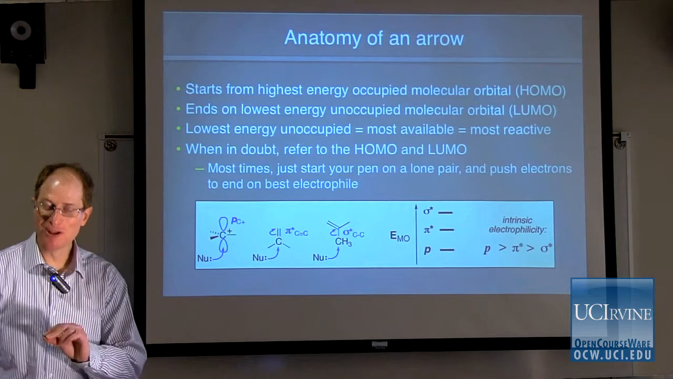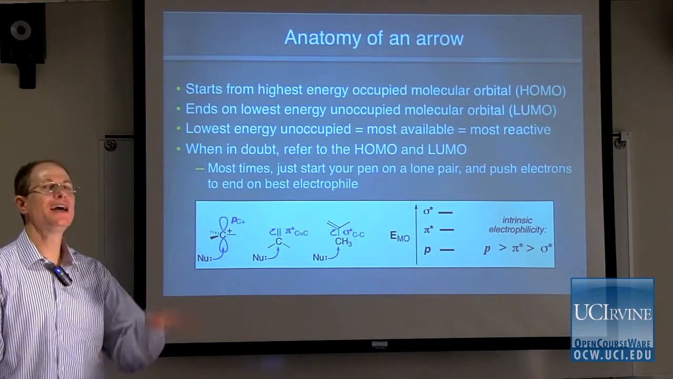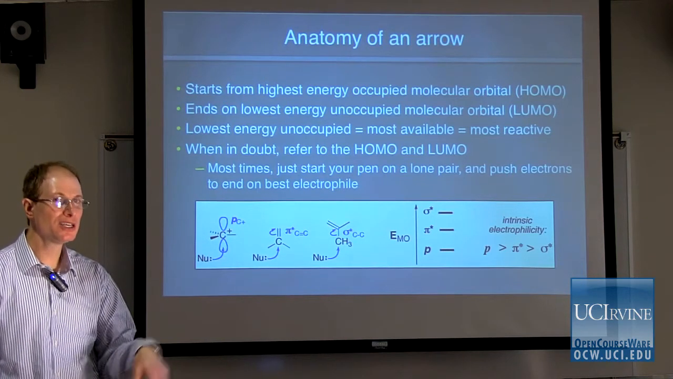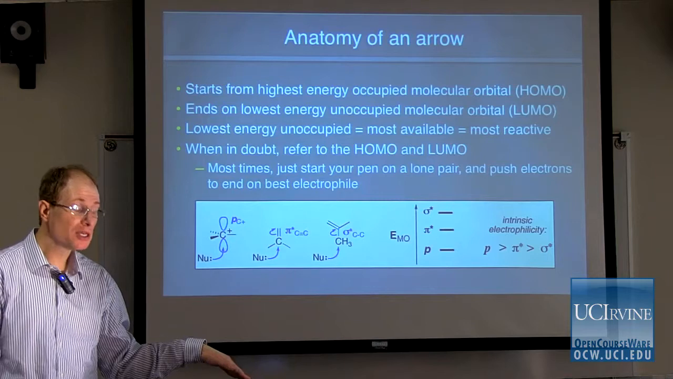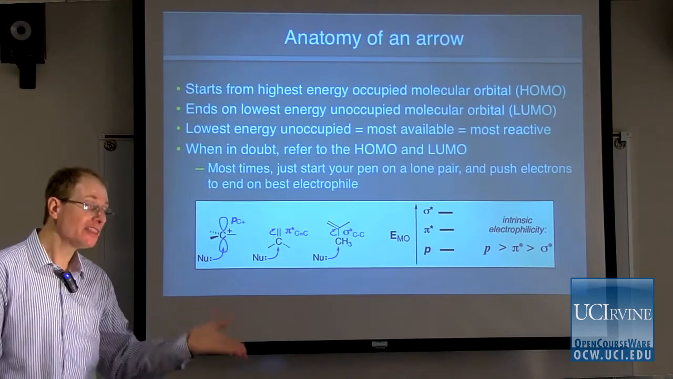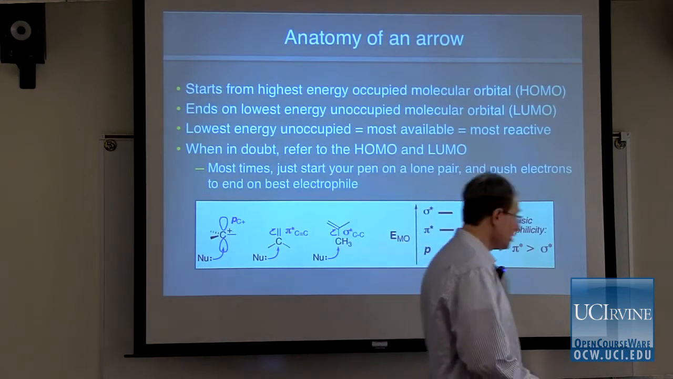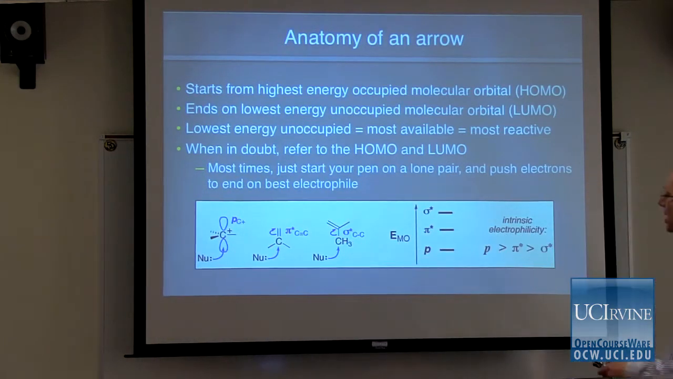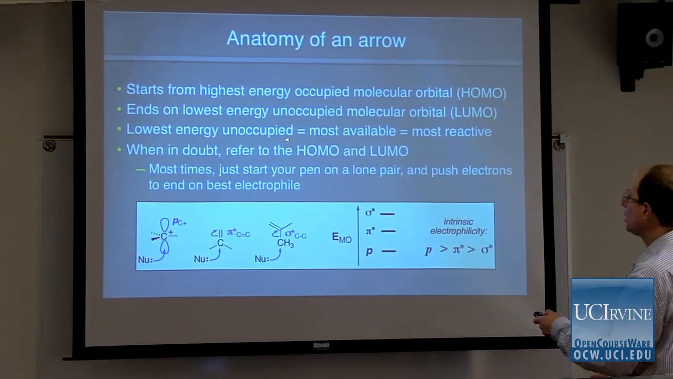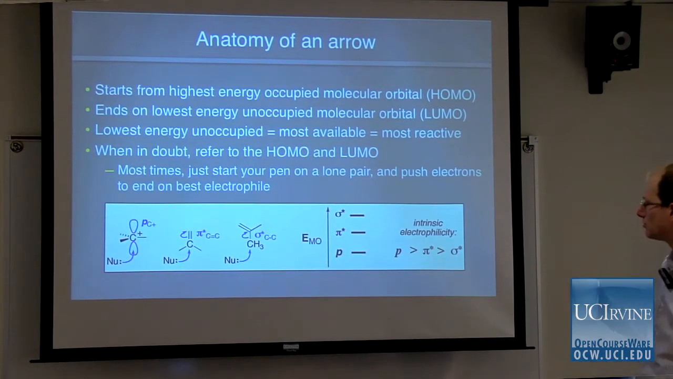This is a rule that always applies. Okay, your arrows start on orbitals, they end on orbitals. They start on HOMOs, they end on LUMOs. And again, they're always going to start on the highest HOMO, and they'll end on the lowest LUMO. Okay, so again, that lowest LUMO is the lowest energy unoccupied molecular orbital. That's the most available, and in turn, that's the most reactive.